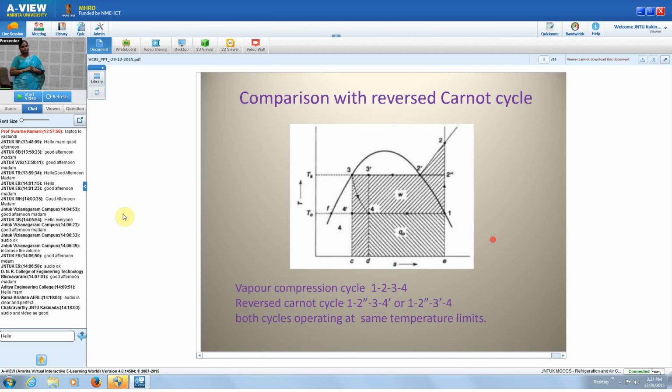And also the work input is increasing. The work input is increased by the area of the superheat horn, that is 2 double dash, 2, 2 dash. So the work input is increased and the refrigerating effect is also reduced in the vapor compression refrigeration cycle. With this effect, the COP also decreases, because the refrigerating effect is reduced and the work input is also increased.